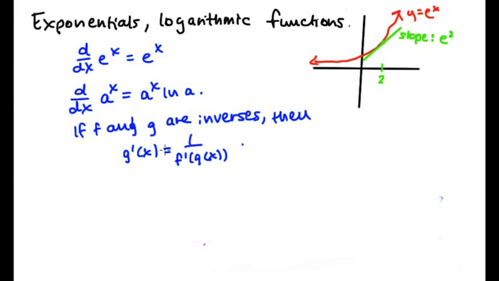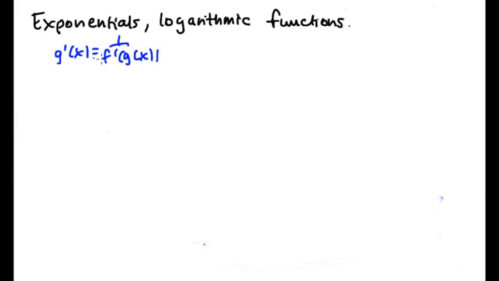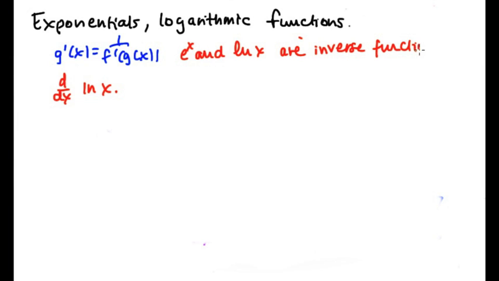That's a weird relationship, but I need you to take that for granted for now, so that we can prove the derivative of ln of x. I rewrote this relationship here because we're going to need it for this next bit. So I want to find the derivative of natural log of x. How do I do that? Well, e to the x and natural log of x are inverse functions. You learned that in algebra 2 or something. So if we set f of x equal to e to the x, and we set g of x equal to natural log of x, because they're inverses, we can apply this relationship in blue here.